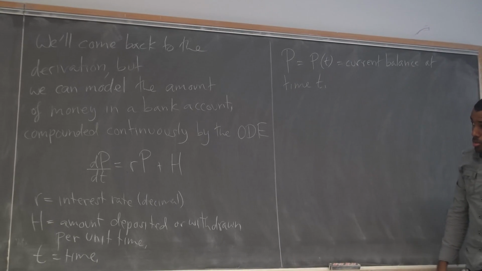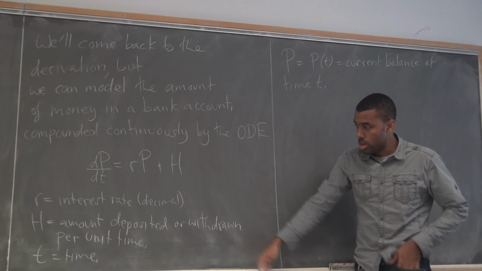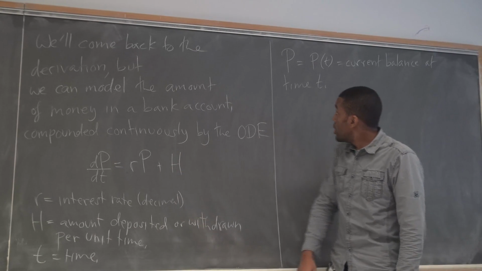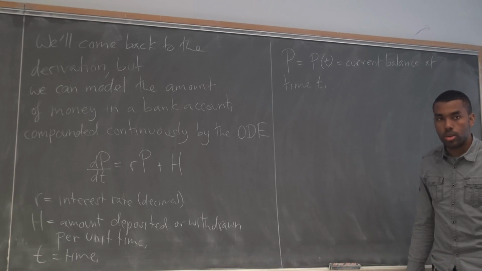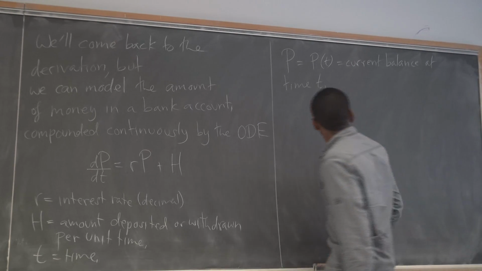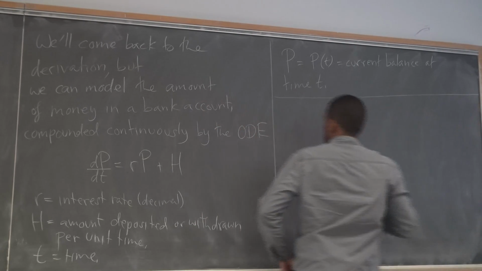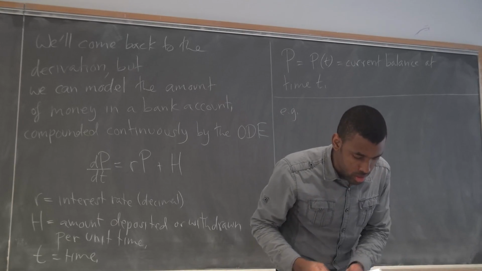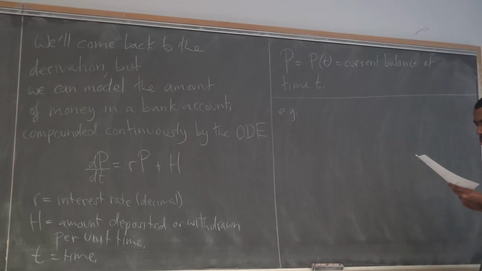So if you have a bank account being compounded continuously, and you're making a deposit or a withdrawal, or nothing, you could have H equals 0, that's perfectly possible. Then this differential equation will actually model how the bank account will grow. So let's do an example. Like I said, we'll come back to it, but I just wanted you to see this example now. And I think examples like this could show up in the homework as well.